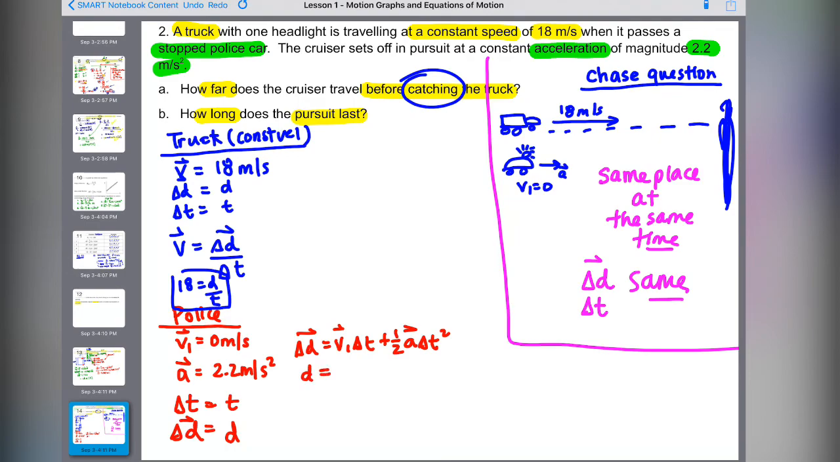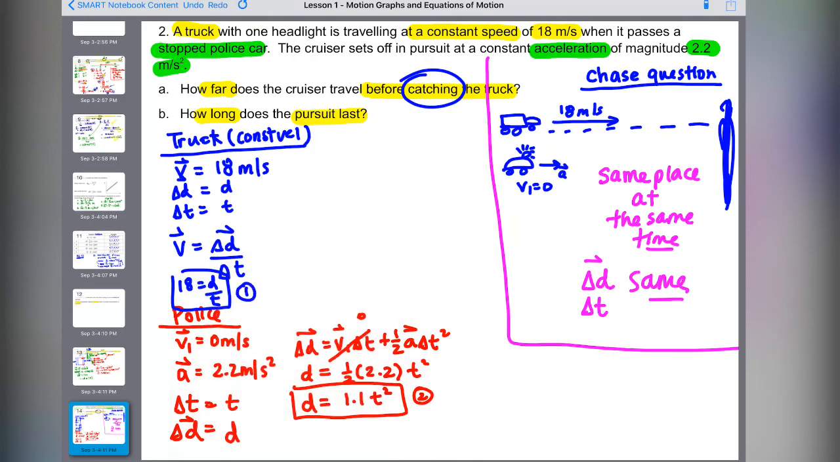So D equals V1 is 0. Whenever something is 0, when I multiply it, the whole term is gone, right? So this whole term is gone. 0 times, no matter what t is, it's going to be 0. So I'm just going to check that. 1/2 a t squared. Clean it up. D is 1.1 t squared. This is my equation 2.